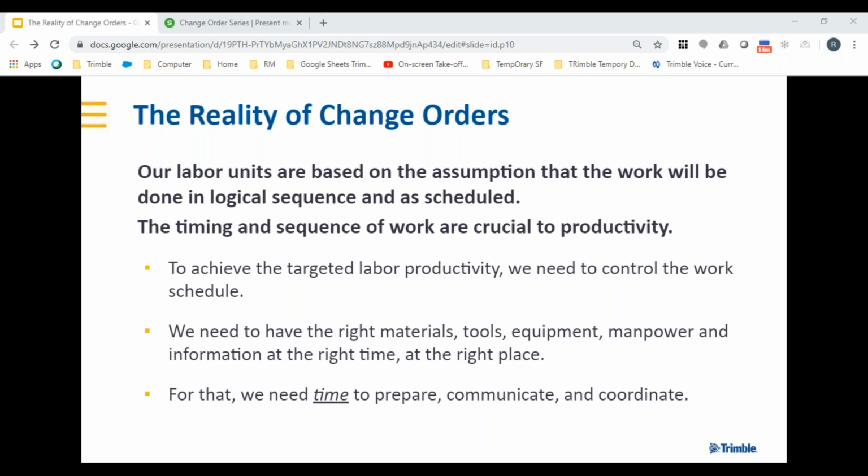All labor units are based on an assumption that the work will be done in a logical sequence. So those NECA labor units that we're using to validate this, these are done by tracking a journeyman, going out, seeing it in the progression of the work, putting these 30-year labor surveys together, and that's what's provided us that backbone that we rely so heavily on. We need to make sure that we have the right material, tools, and manpower for those labor units to be valid. If not, those labor units are now going to start to suffer. So for that, we need to make sure that we compare, communicate, and coordinate, and make sure that we have those values on there.